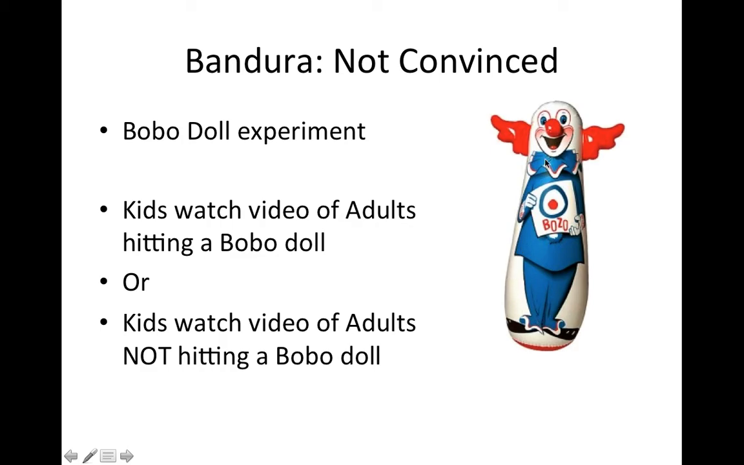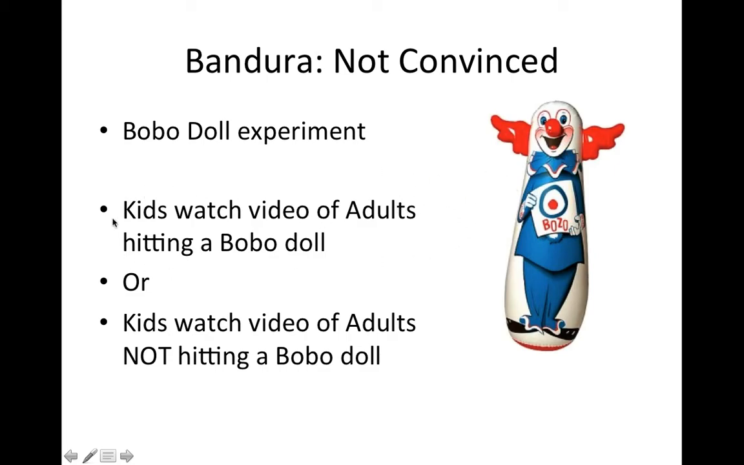So they're in a room with this doll, and this is a blow-up toy. It's made of plastic, and in the bottom is a bunch of sand. It's a weight, so that when you punch the Bobo doll in the nose, it goes down, but then it flips back up, goes down, flips back up.